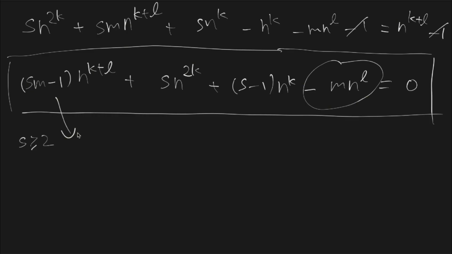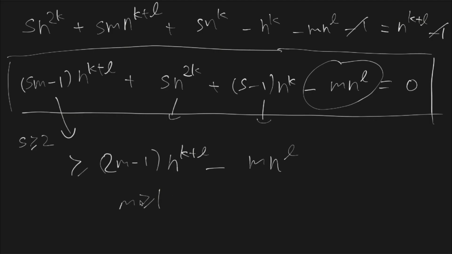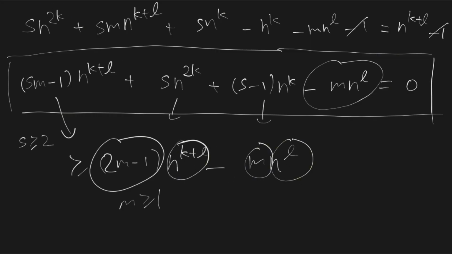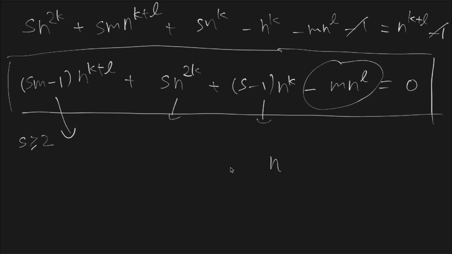And so if we take a look at this, then this thing should be greater than or equal to 2m minus 1 multiplied by n to the k plus L. And then this thing is obviously positive. This thing's also positive. And this thing is whatever this is. And so first of all, notice that since m is greater than or equal to 1, it's a positive integer, we have that 2m minus 1 is at least m, and n to the k plus l is bigger than n to the l. Hence, we must have that s is less than 2, because this is a contradiction. And the only way for s to be less than 2 is we have s is equal to 1.